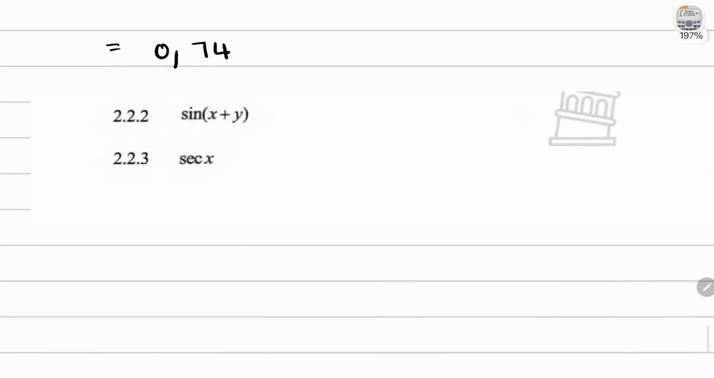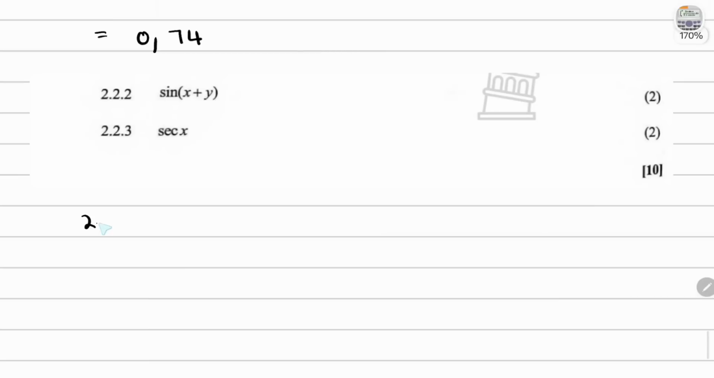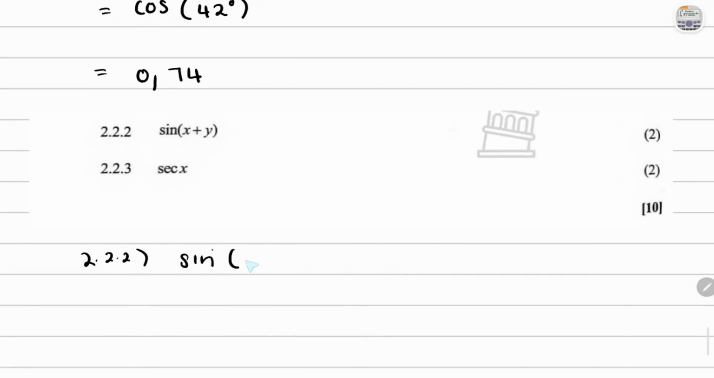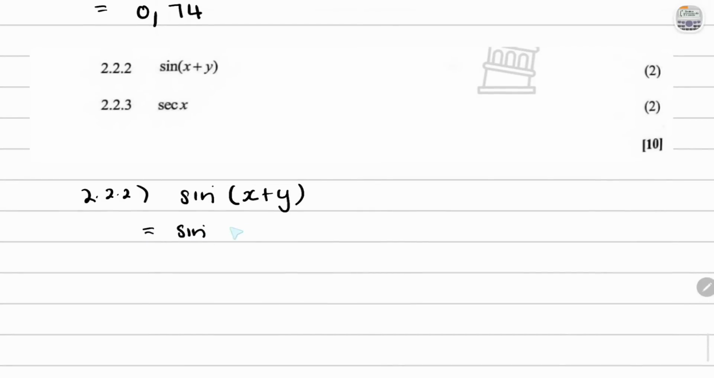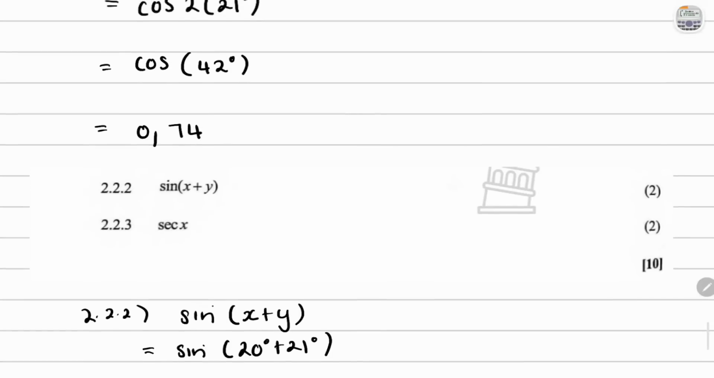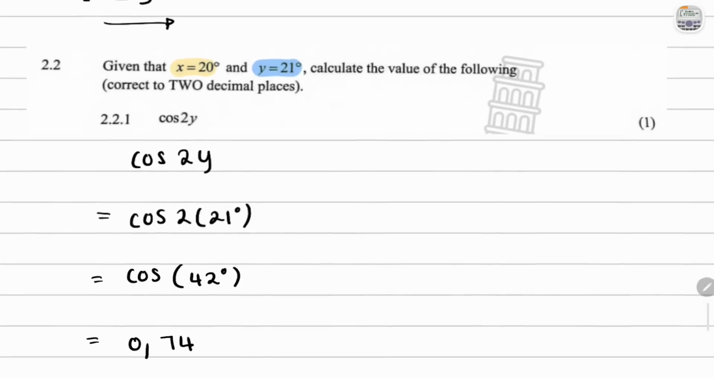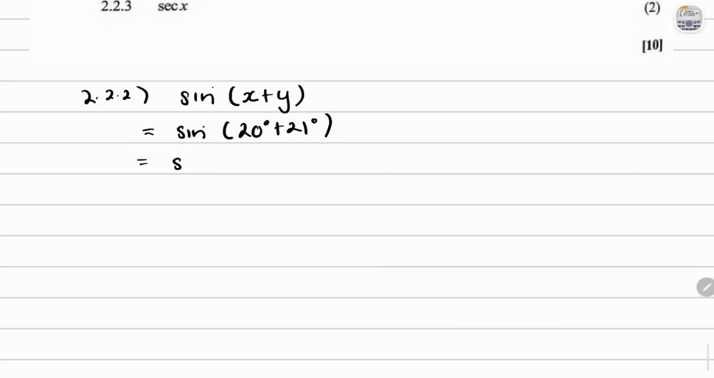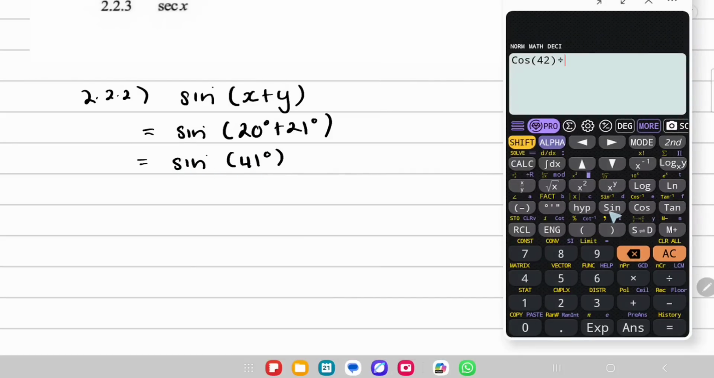Okay, I'm just putting them together because you see these ones are just substitution. So with 2.2.2, you have sine of x plus y. So in place of x and y, just substitute the values that they are. So this is sine of 20 degrees plus 21 degrees, which gives you 41 degrees, because those are the values of x and y. So what is sine 41 degrees on your calculator? Sine 41 degrees is just going to give you, and just round off to 2 decimal places.